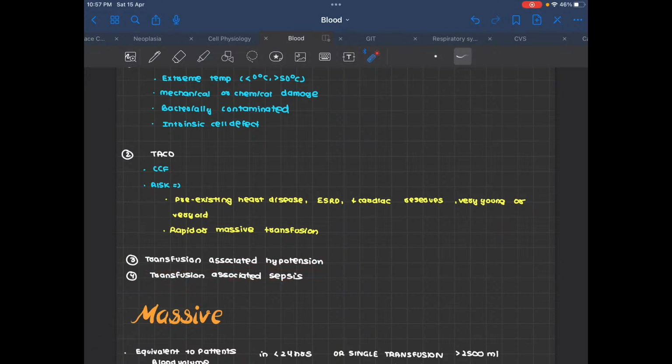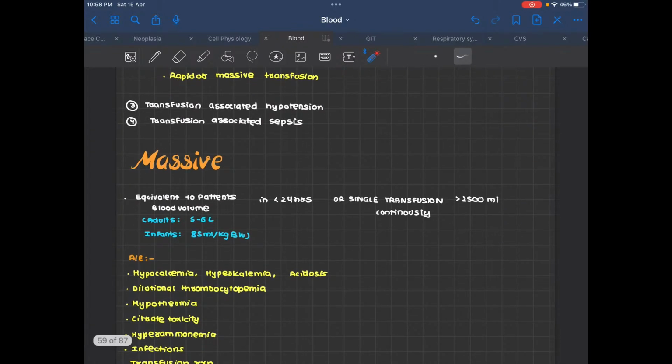We can have immunological acute transfusion reactions, we can have non-immunological acute transfusion reactions. And we have studied all of them, whether it is the febrile non-hemolytic, or the acute hemolytic transfusion reaction, TRALI, TACO. And what is massive transfusion that we say? It's either equivalent to the patient's blood volume, that's the first criteria, or in less than 24 hours. Or a single transfusion of more than 2500 ml continuously is the category I would say for massive blood transfusion.